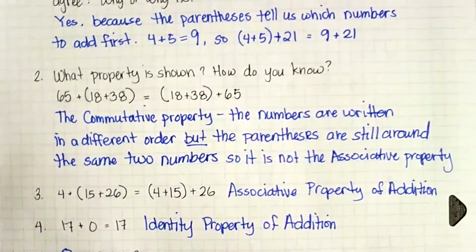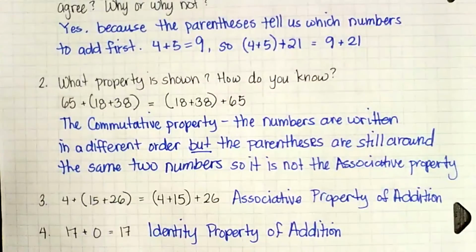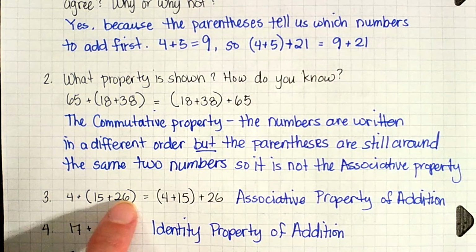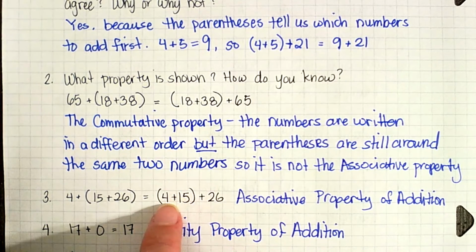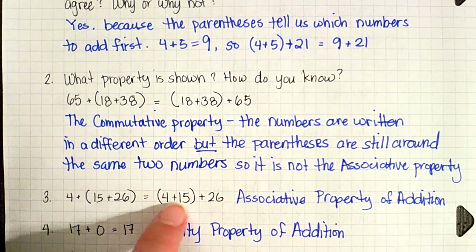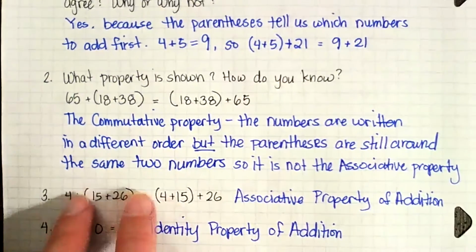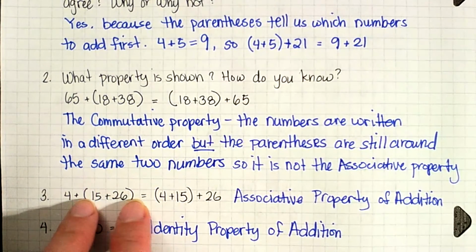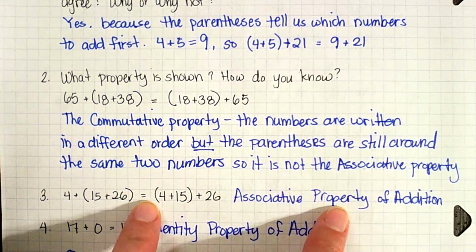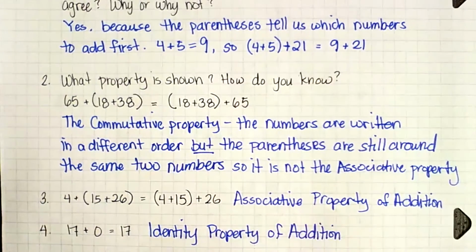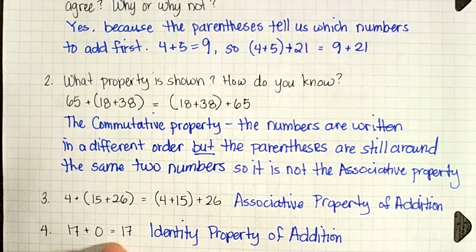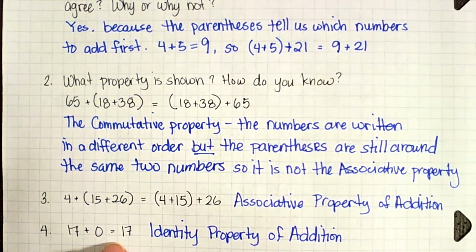For numbers 3 and 4, they're asking which property is being shown. So 4 plus in parentheses 15 plus 26 is equal to parentheses 4 plus 15 plus 26. So here we can see that since the grouping changed, the parentheses moved from being around the 15 to the 26, and they moved over to be around the 4 and the 15. That makes this one the associative property. For this one, it's pretty easy. We see a 0 right there. We know we're talking about the identity property of addition.